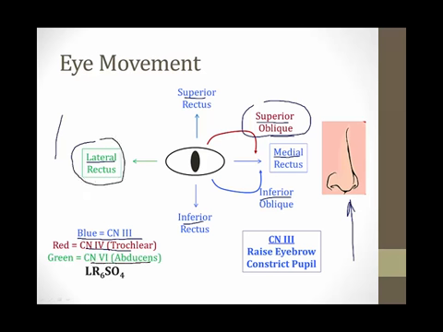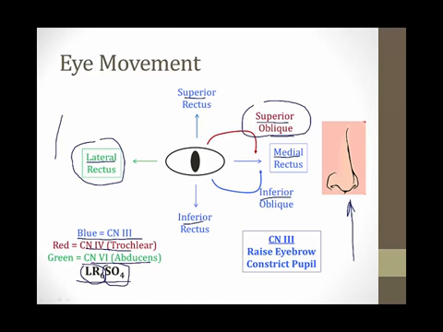Many medical students remember the innervation of the extraocular muscles using the chemical formula LR6SO4. This stands for the lateral rectus muscle innervated by cranial nerve 6, the superior oblique muscle innervated by cranial nerve 4, and all other muscles are innervated by cranial nerve 3.